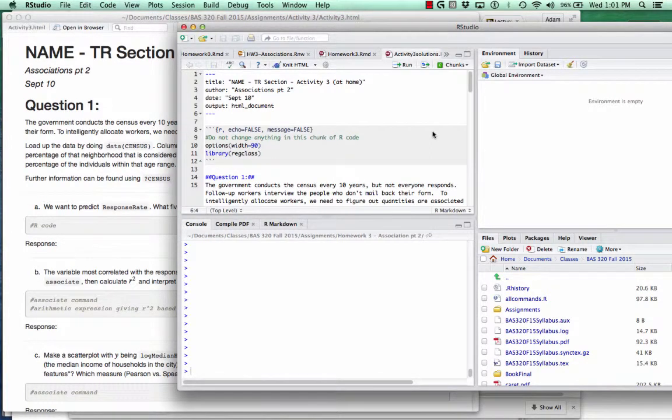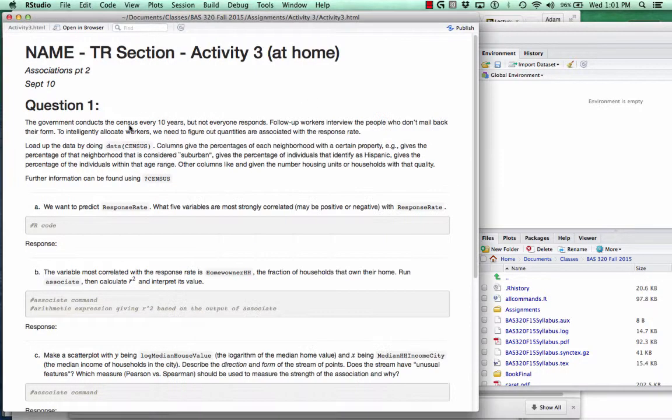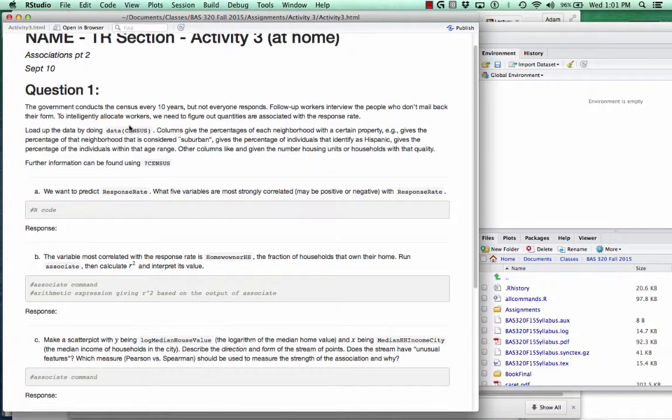I wanted to walk through Activity 3, which we're not actually going to do in class due to the Labor Day weekend. And the first question of Activity 3 deals with the Census Data Set, which we'll actually see quite a few times in this class. So the government has to conduct the census every 10 years, and by law, everyone actually has to fill out the form and mail it back.